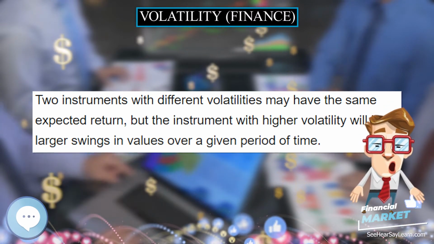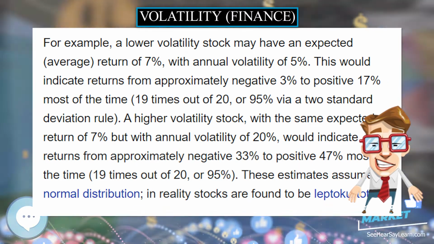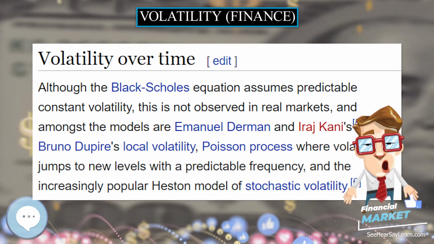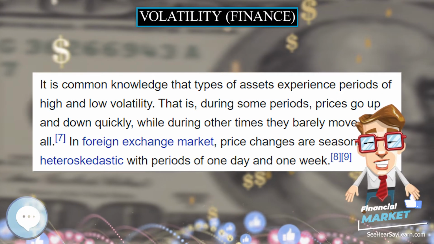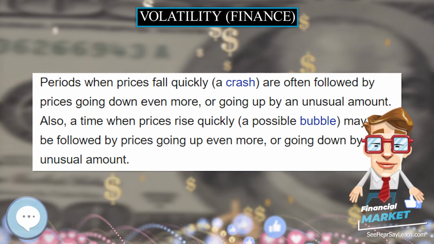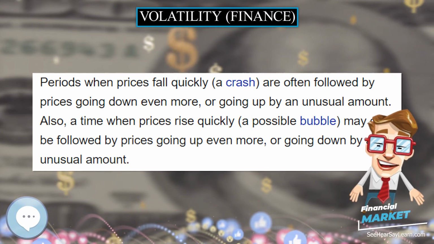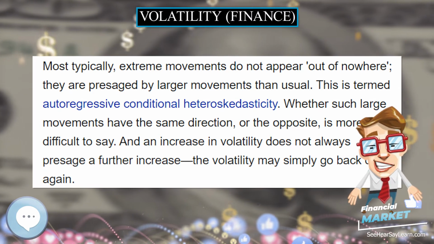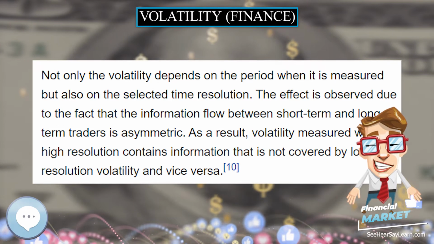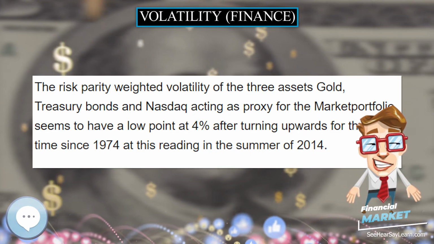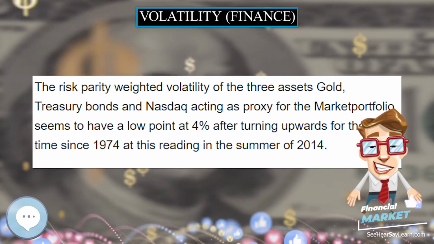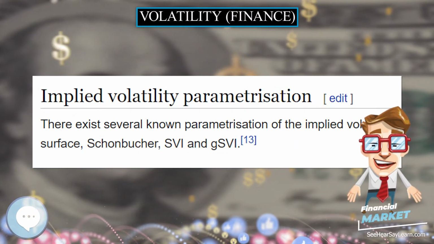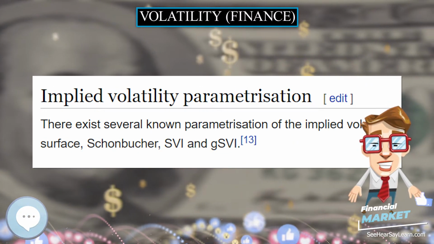For example, a lower volatility stock may have an expected, average, return of 7%, with annual volatility of 5%. This would indicate returns from approximately -3% to +17% most of the time, 19 times out of 20, or 95%, via a 2-standard deviation rule. A higher volatility stock, with the same expected return of 7% but with annual volatility of 20%, would indicate returns from approximately -33% to +47% most of the time, 19 times out of 20, or 95%. These estimates assume a normal distribution. In reality, stocks are found to be leptokurtic.